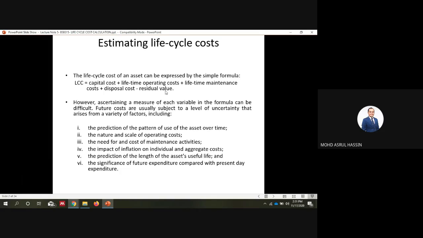However, ascertaining a measure of each variable in the formula can be difficult, for the costs are usually subject to levels of uncertainty that arise from a variety of factors, including the prediction of pattern of use of the asset over time, the nature and scale of operating costs, the needs for and cost of maintenance activities, the impact of inflation on individual aggregate costs, the prediction of the length of the asset's useful life, and the significance of future expenditure compared with present day expenditure.